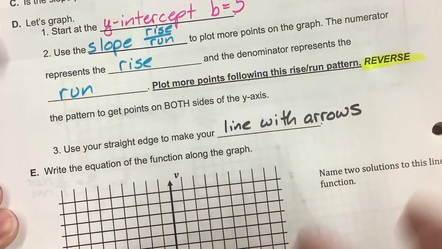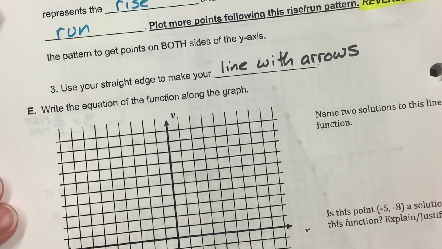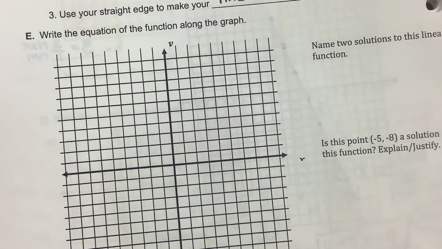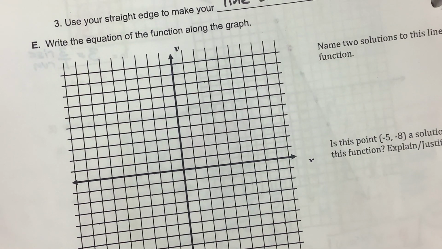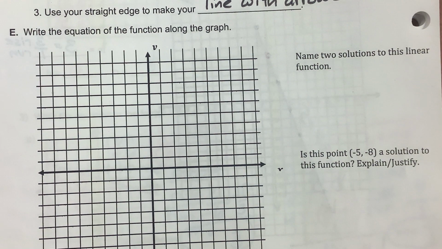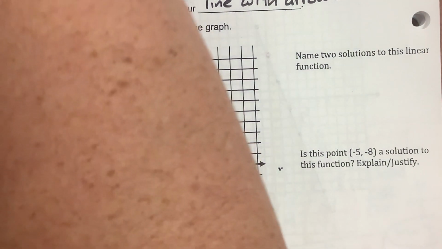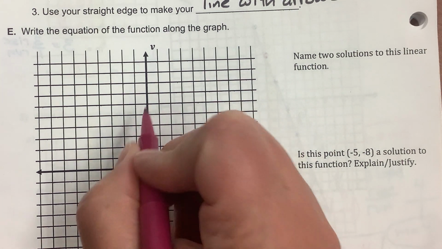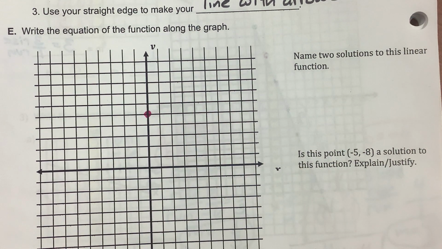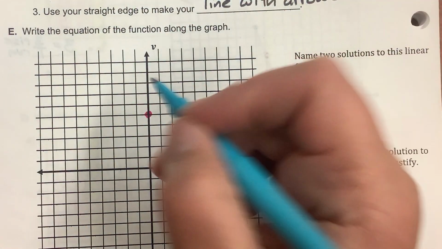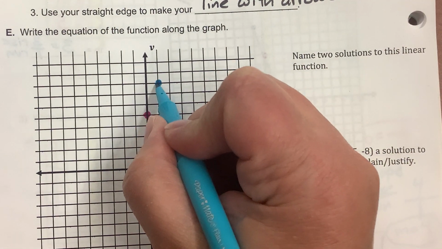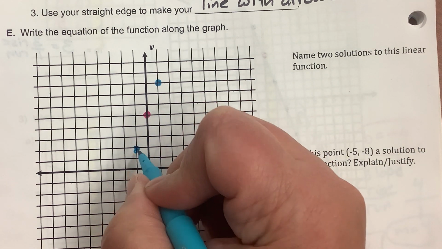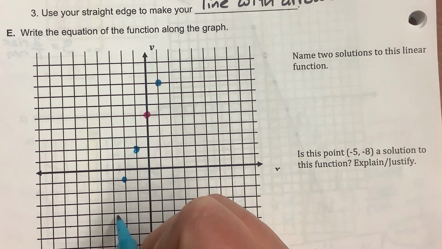All right. Write the equation of the function along the graph. Okay, name 2 solutions to this linear function. Wait a second. I'm regraphing this. So, here we go. I'm going to start at 5. 1, 2, 3, 4, 5. I'm going to rise 3, run 1. But now I have to go in reverse. Drop 3, left 1. Drop 3, left 1.